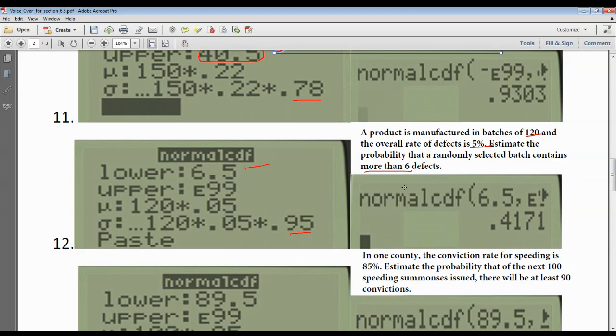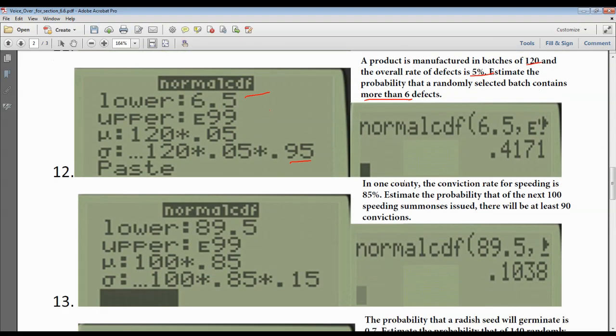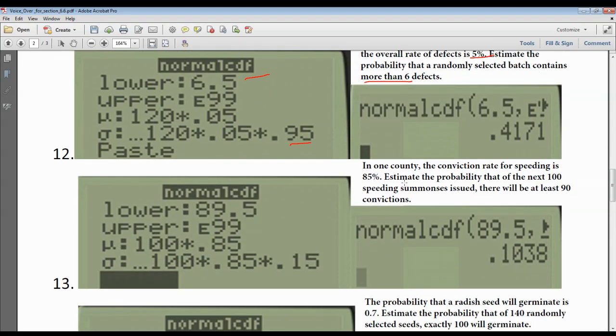Square root of n times p times q. Number 13, in one county, the conviction rate for speeding is 85%. Estimate the probability that over the next 100 speeding summonses issued, there will be at least 90 and more. Well, at least, we're getting bigger, so we're going all the way up to E99. I can kind of figure that out as soon as I get this here. But at least 90 has to include 90.